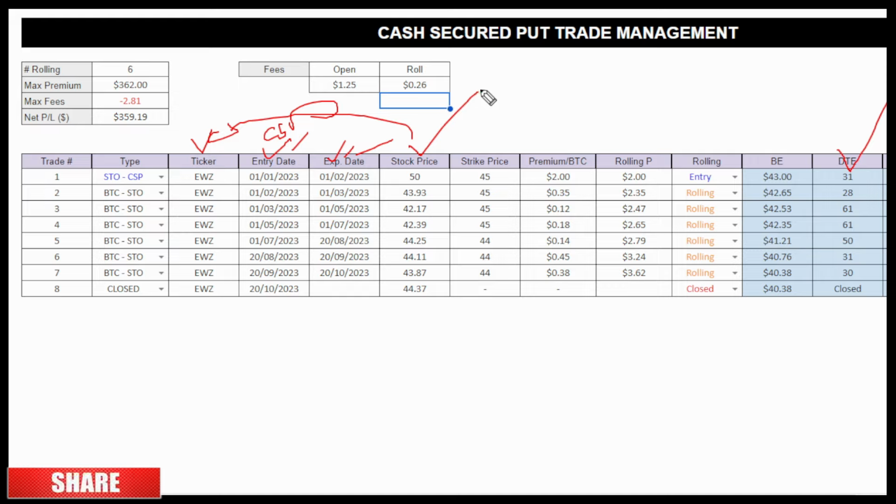Not that it was trading at 50. Remember, guys, this is just a simulation. You can change this price however you like, okay? And what we did was we sold a cash secured put at the 45 strike price.